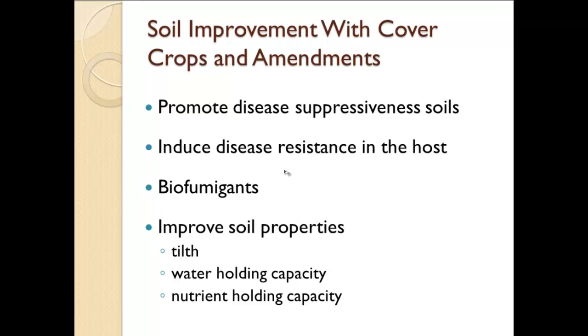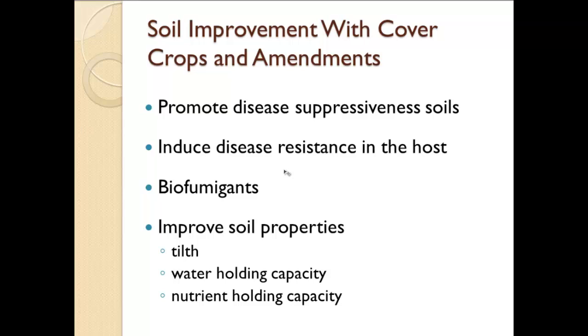The other thing that cover crops do is they help improve the growing conditions for the plant, and because of that, in many cases, the plant will be less susceptible to disease, or at least if the disease does show up, it's not going to have as much impact. So if we improve the tilth of the soil, the water holding capacity, and the nutrient holding capacity, the plant is just healthier to start out with, and it's better able to fend off any diseases that may develop. So cover cropping can help us in a number of ways.